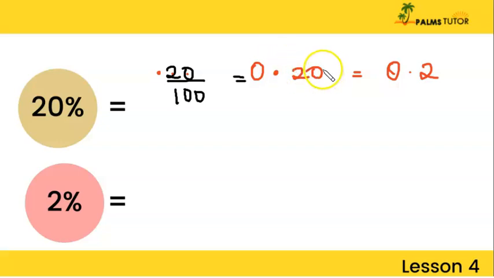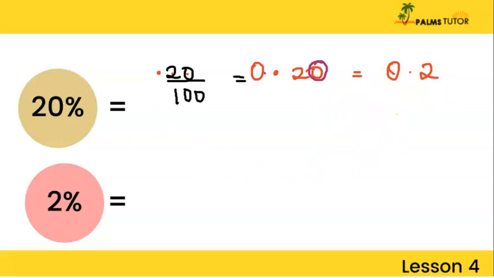Why? This 0 at the back of this number does not have any value, which means we have nothing in the hundredths place. So whether or not you leave it, it makes no difference. 0.20, or we say 0.2.